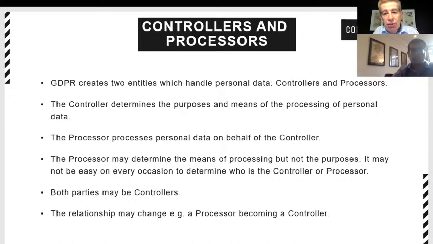In some situations, it will be clear from the outset who's the controller and who's the processor. For example, payroll bureaus or IT cloud providers, it's generally clear that they are data processors. But bear in mind, it's not uncommon for a data controller to allow the processor a certain degree of discretion.